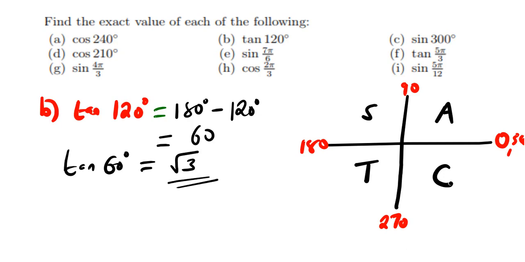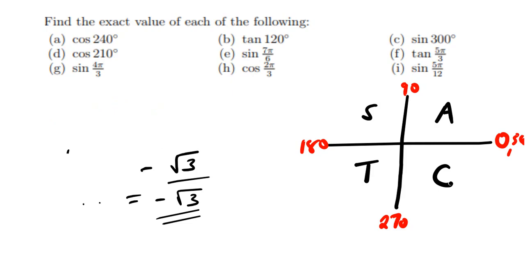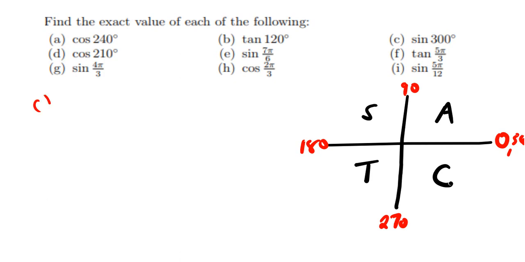Now if it's root 3, let's look at in which quadrant it is falling. So it's in this region, and in this region only sine is positive, so it means our answer is what? Is a negative. So therefore our answer is negative root 3. So that's how we solve B. Then how do we solve C? So for C, we are saying sine of 300 degrees.